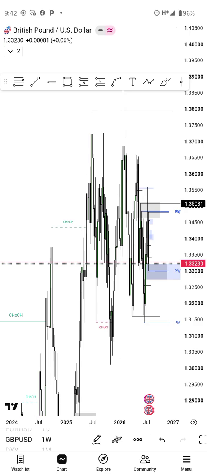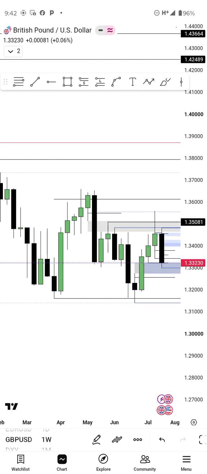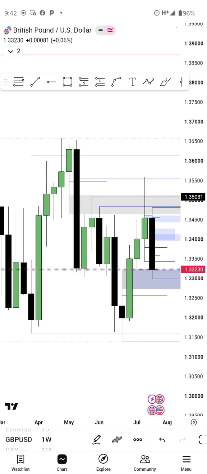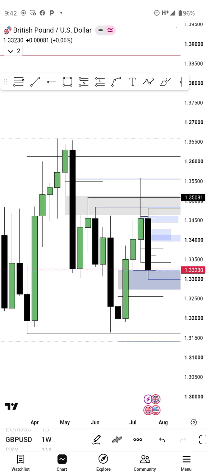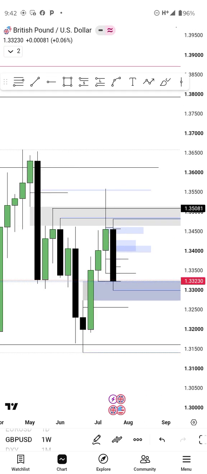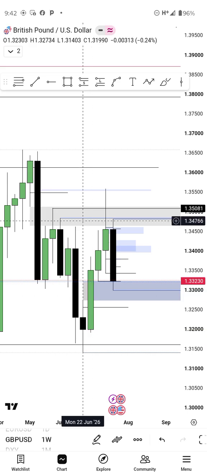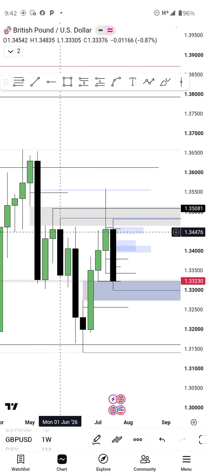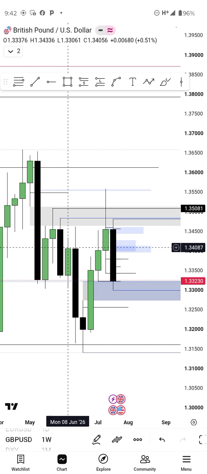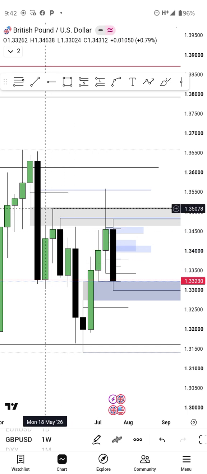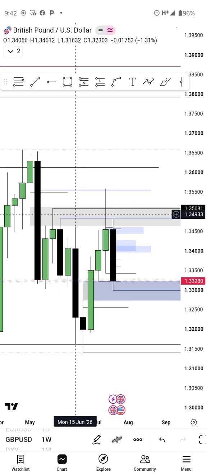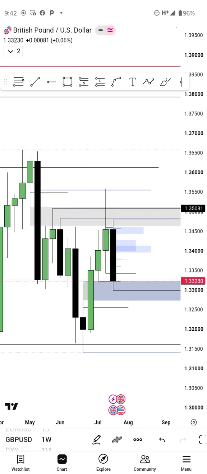Let's go to the weekly time frame and see something. On this weekly time frame, you could see that GBP USD rallied to the upside and swept these highs over here, and at the same time the order blocks, right? The price has swept above the order blocks, and after price did that, price reversed.